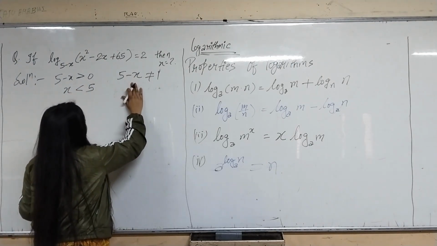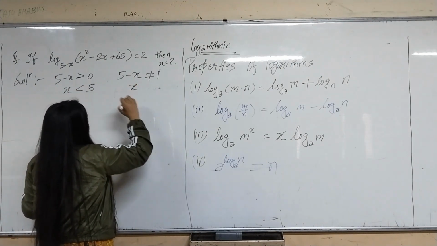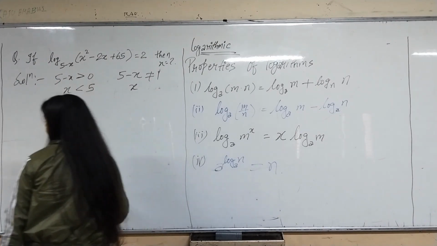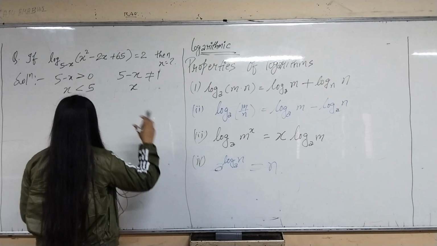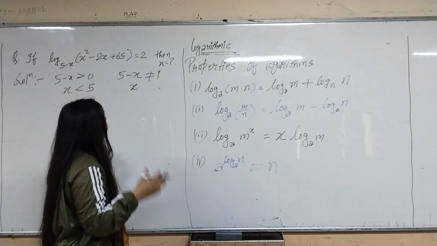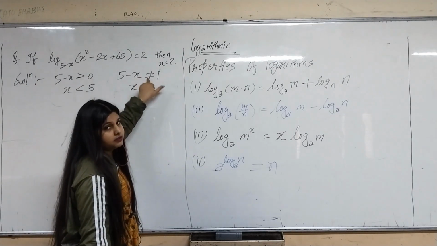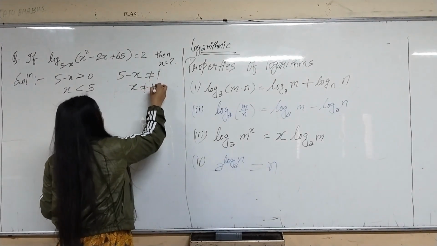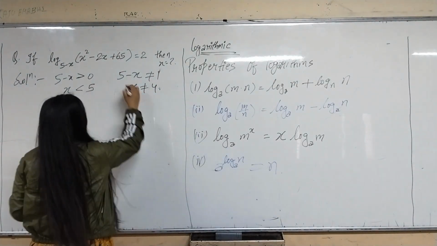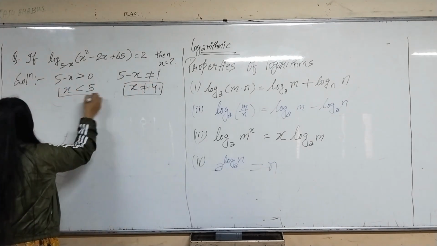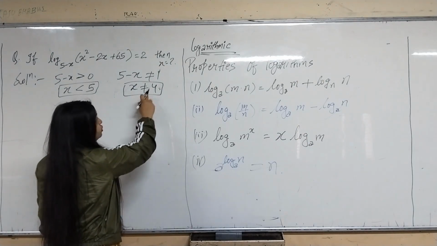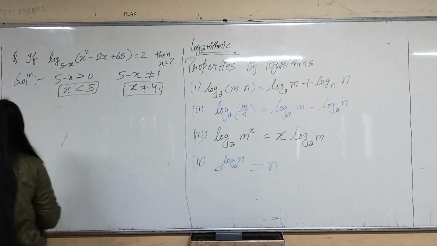And with this condition, we can get x cannot be equal to something. If x equals 4, then 5 minus 4 equals 1, but we can't have 1, so x is not equal to 4. Okay? So here we have two results that are going to be used to solve this question. x should be less than 5, and x should not be equal to 4.